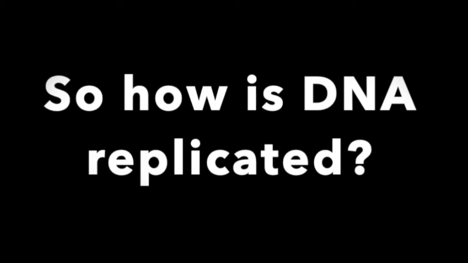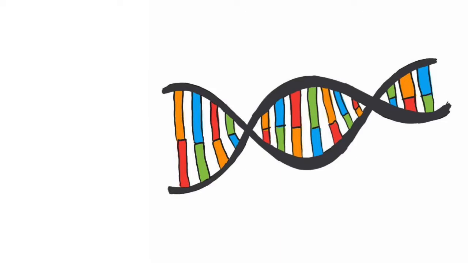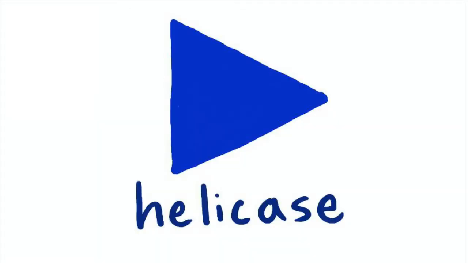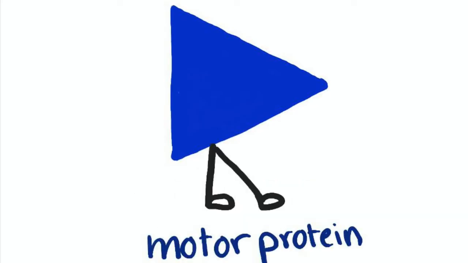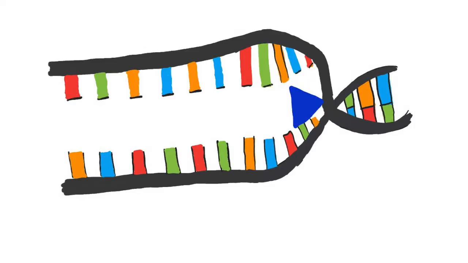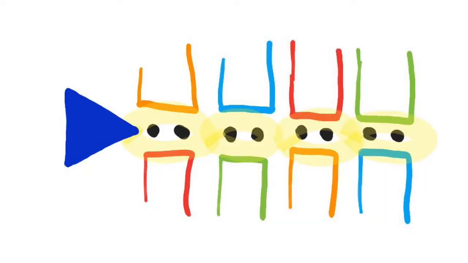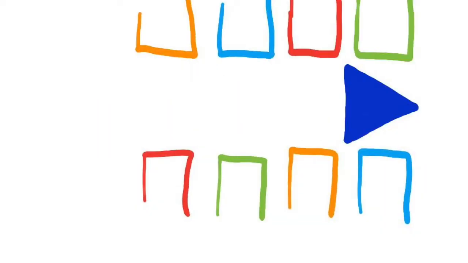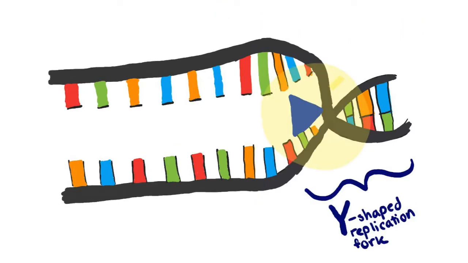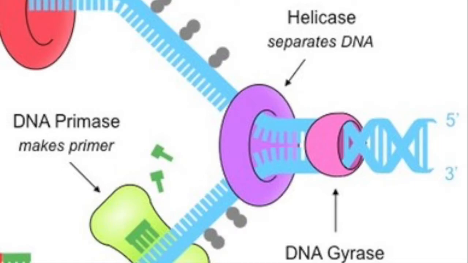How is DNA replicated? The first step is the unwinding of the double helix, or the separation of the complementary base pairs. This is done by the enzyme DNA helicase. DNA helicases are motor proteins that move along the sugar phosphate backbone of the DNA molecule, separating the parent strand into two by breaking the hydrogen bonds that connect the complementary base pairs of each strand together. The replication fork is the Y-shaped area where the helicase protein has split apart the two strands of DNA.